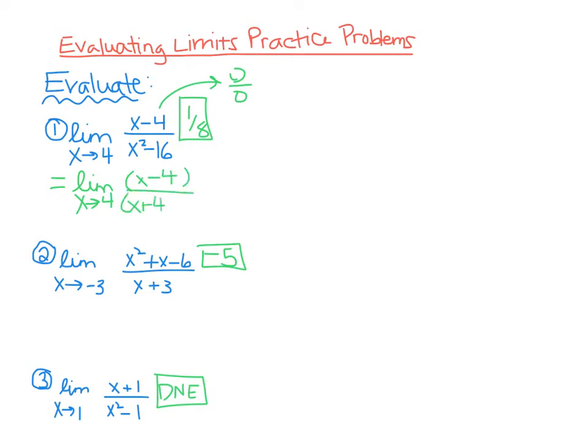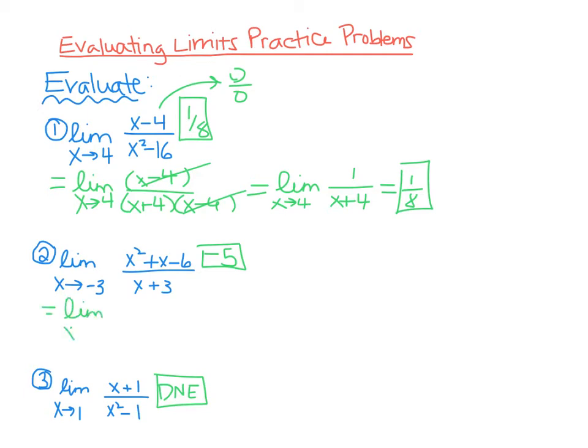And factoring for this one is great because I end up getting this factor x minus 4 canceling out. And now I'm going to be taking the limit of 1 over x plus 4 as x approaches 4. If I substitute that in now, I do get 1/8. And you'll find that number 2 is actually the same process. So I'm going to factor.